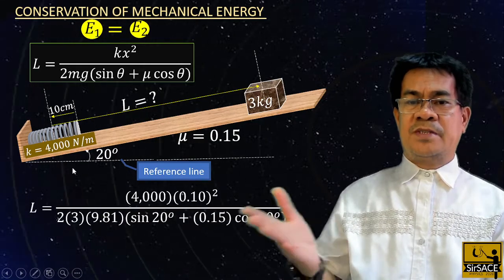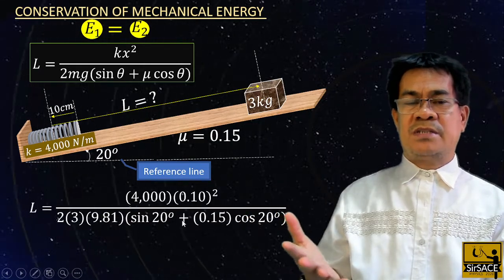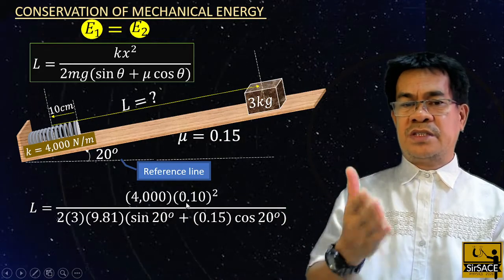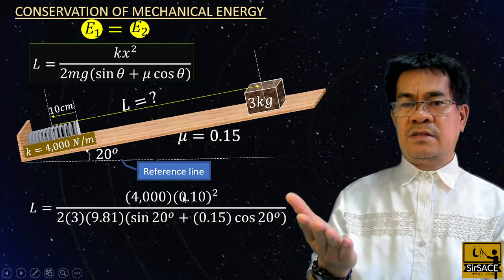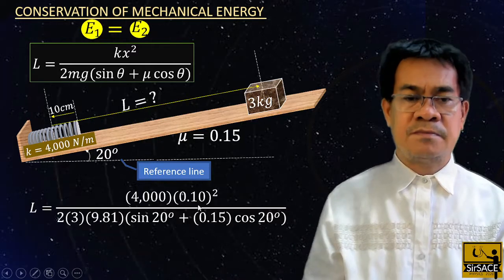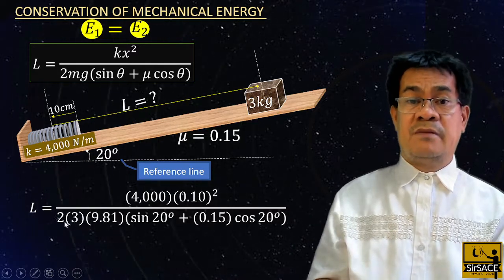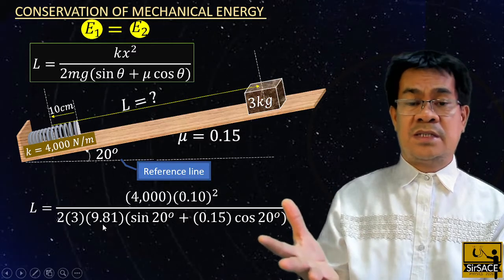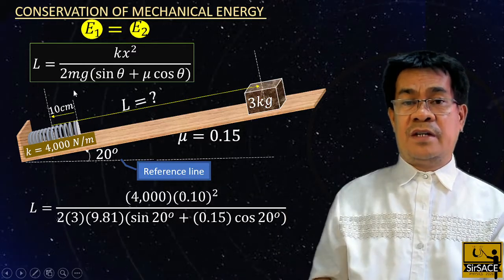Now k is 4,000. The spring displacement is 10 centimeters, converted to meters by dividing by 1,000, so it should be 0.10. Square it, then divide by 2. Formula: the mass is 3 kilograms, and 9.81 for the gravitational acceleration.